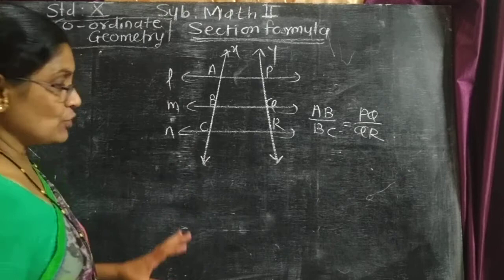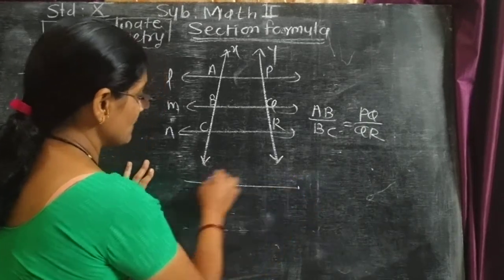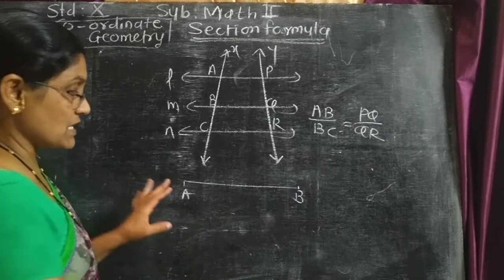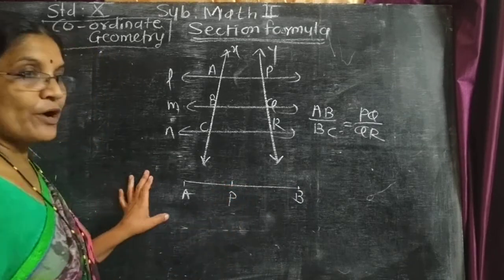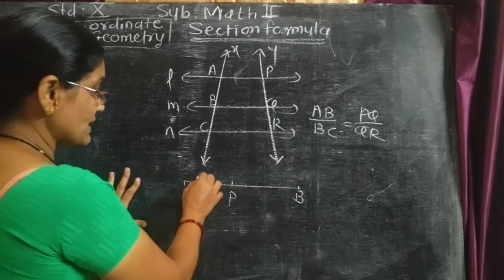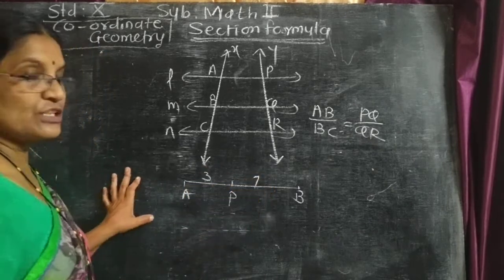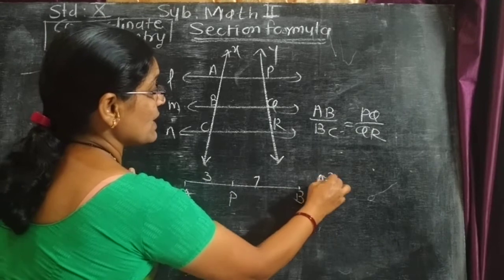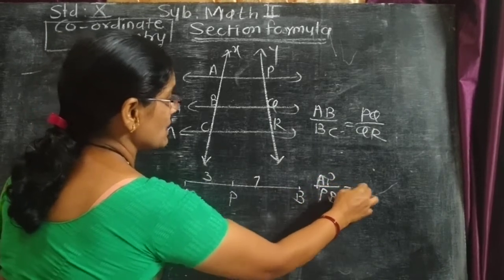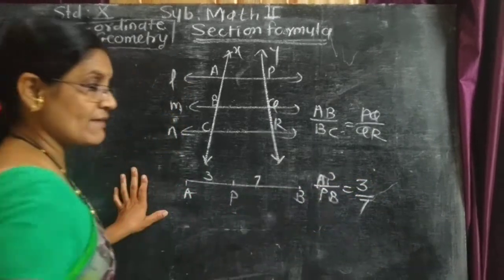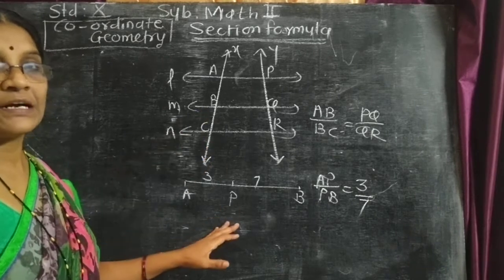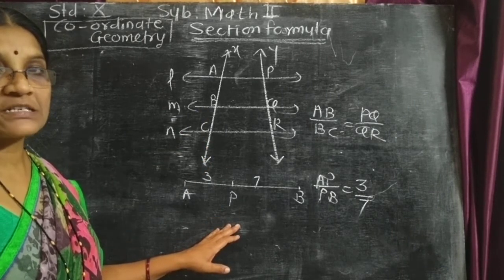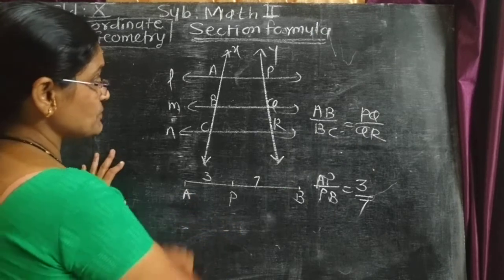Also, we have to use the concept of division of segments. Suppose AB is the given segment, and P is any point which divides that segment in the ratio 3:7. Then the ratio AP to PB is equal to 3:7. These two properties we have to use to derive the formula for section of a segment.